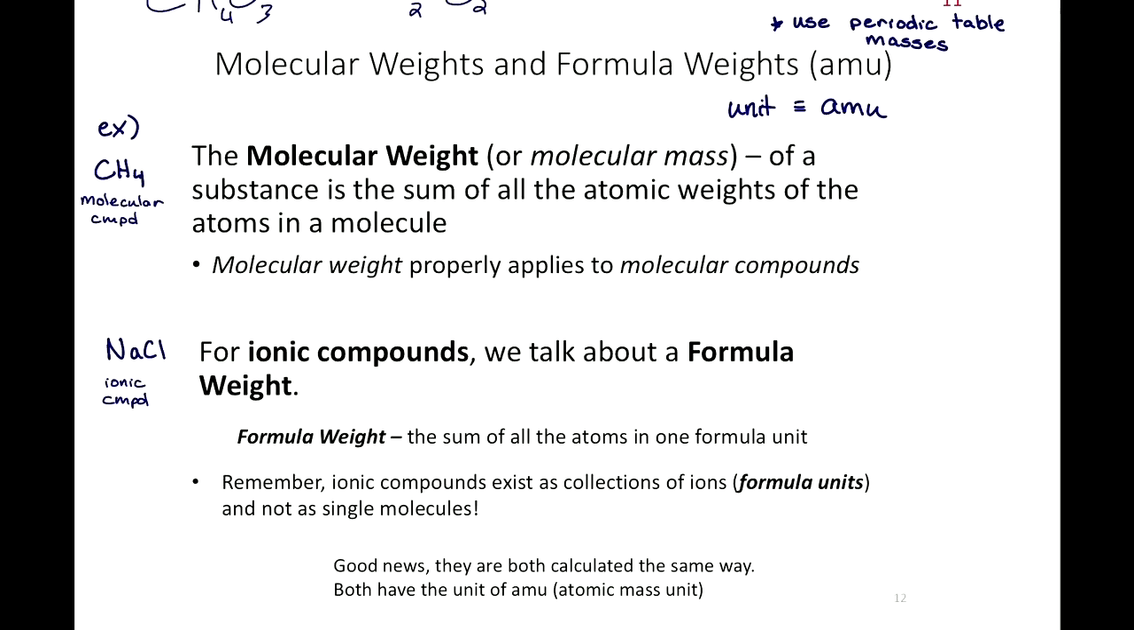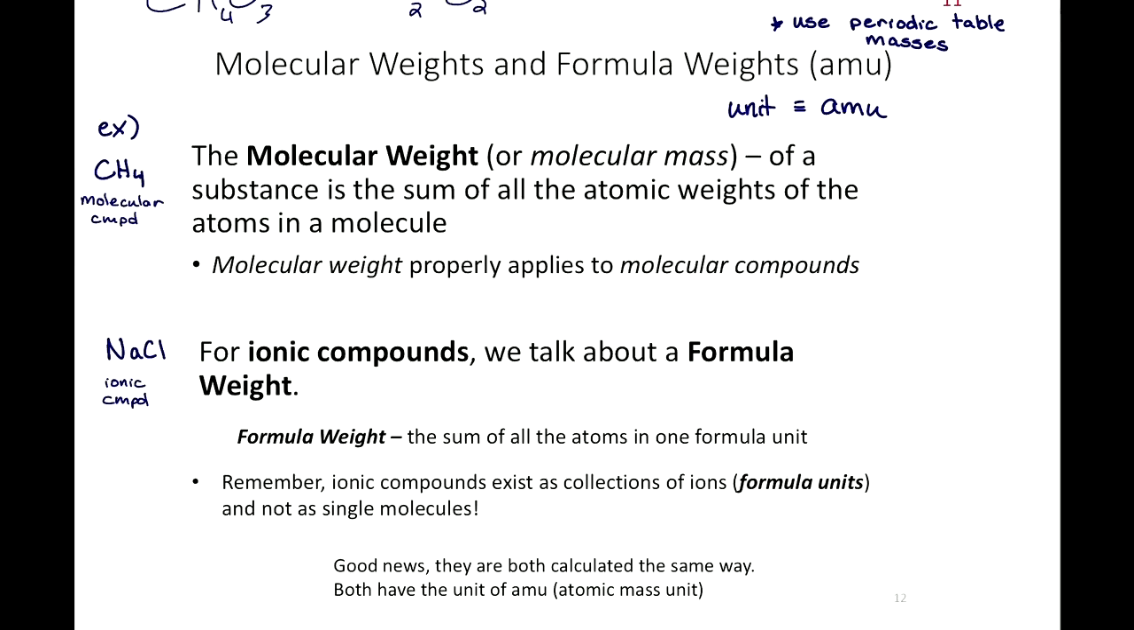So we're using the periodic table, taking inventory of all of those atoms that are actually bonded to one another, and getting the full molecular weights of those compounds. I just want to clarify some terminology here. Methane is a molecule. It's a molecular compound. But is NaCl a molecule? No, it's not a molecular compound. NaCl is an ionic compound.